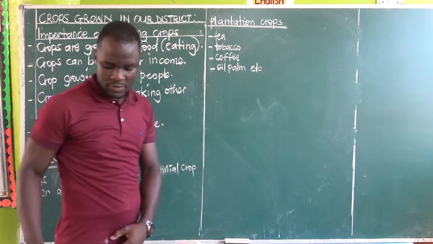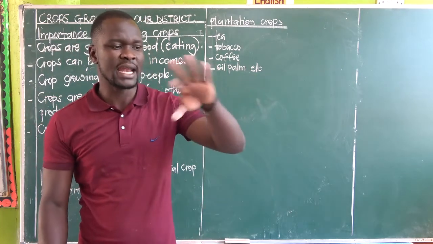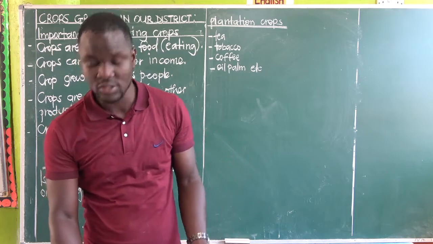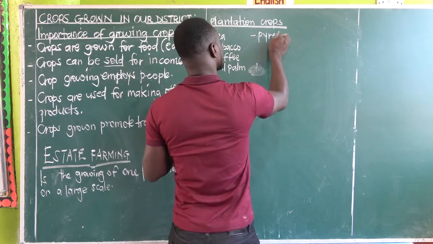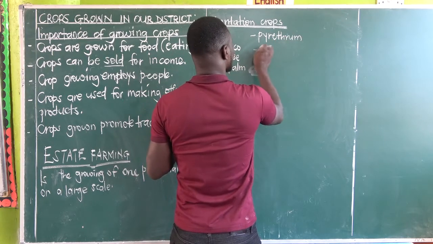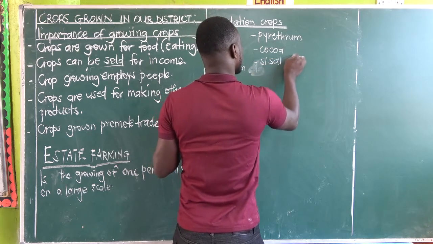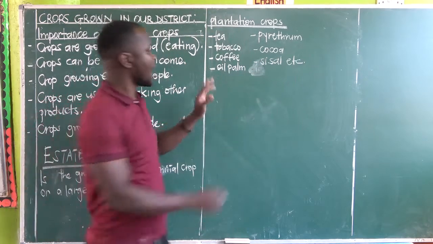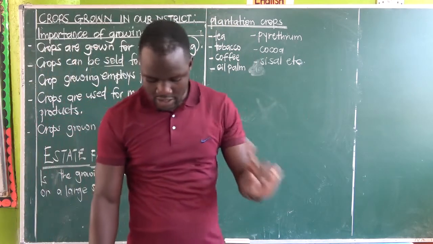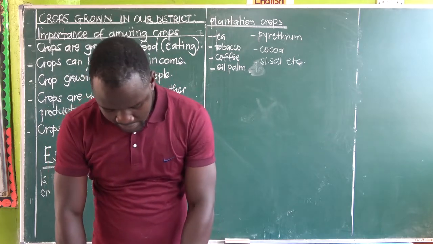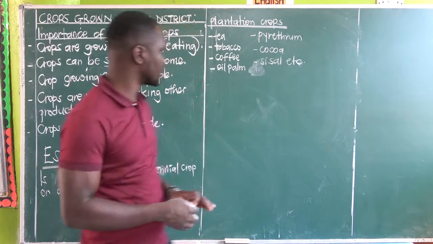So these are the crops including cocoa and pyrethrum. Those are the crops that can be grown on a large scale, one perennial crop, even sisal. So we add pyrethrum, cocoa, sisal, and many others. These crops are grown on a large scale, and you find the garden will be having only one crop.